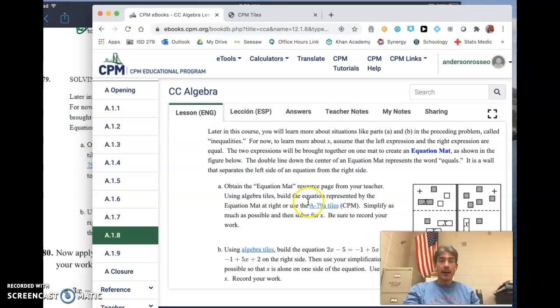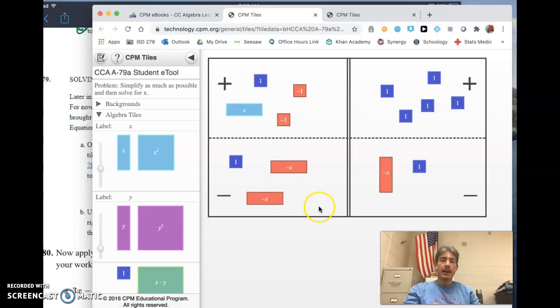But we're going to go ahead, and if we were in person, I'd hand you an equation mat. But because we're not, we're going to click on the A-79 A tiles, and we're going to do some simplifying. But our simplifying is going to require a little bit of extra focus at the end, and I'll explain why. Okay, I click on it, and here's something that pops up. This is the problem that they had built in the text, and our moves are going to be the same.